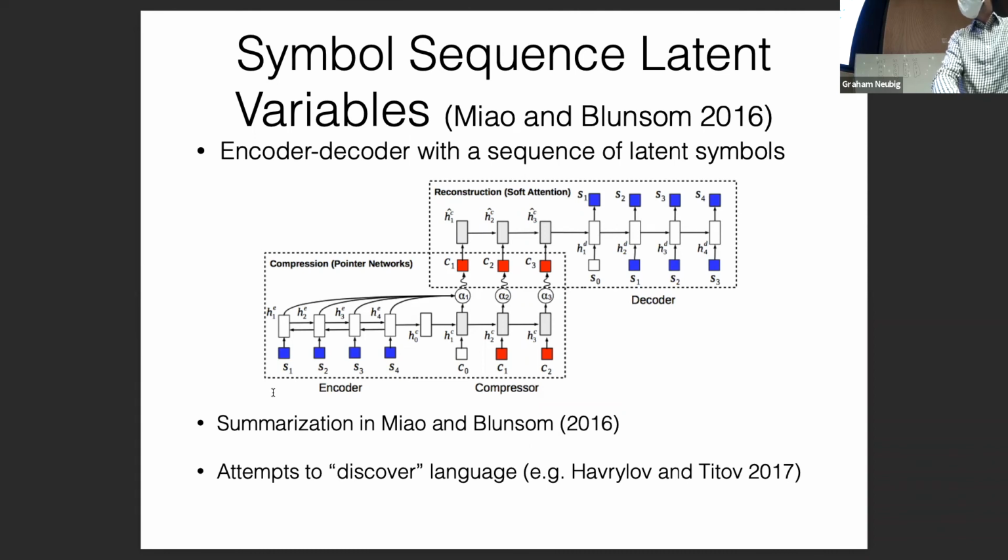There's also examples of where you can use this to discover language. So basically, you might have an input which was an image, and then the encoder and the decoder are handling images, and then the thing in the middle is a discrete sequence of symbols. So the idea is that you want to encode the image into a sequence of symbols like 32, 45, 15, and then output the image here.